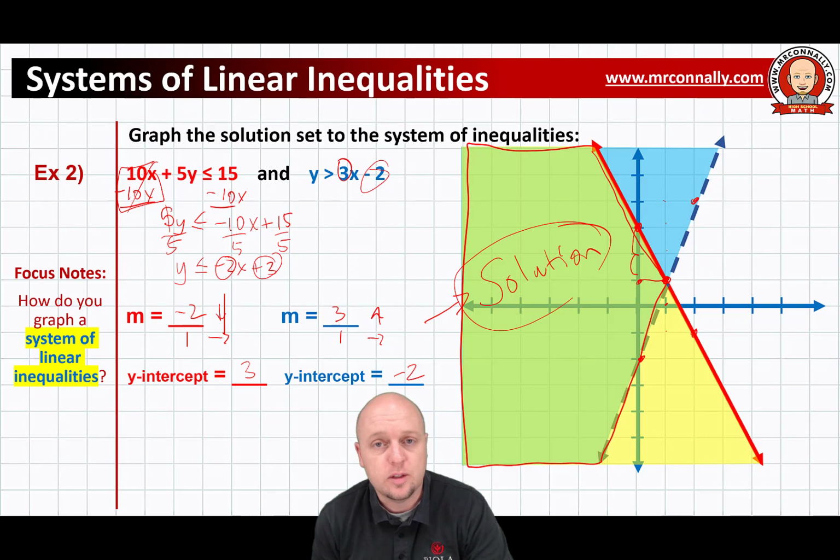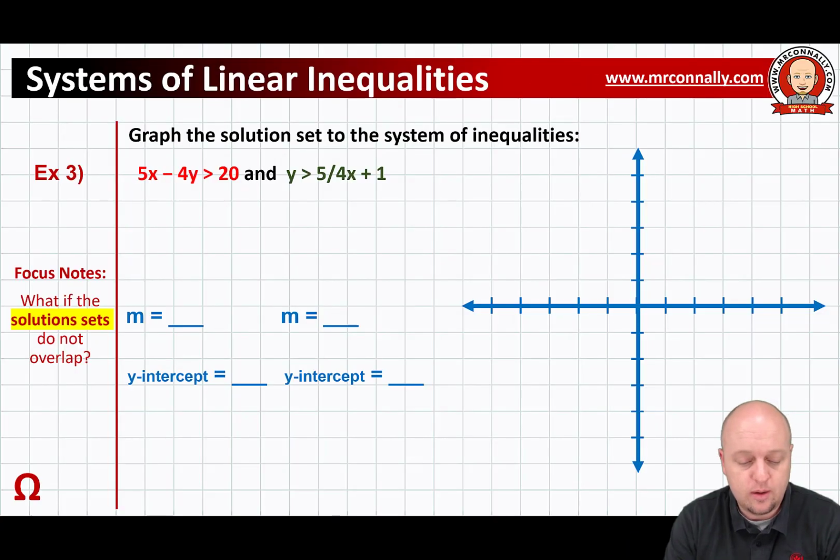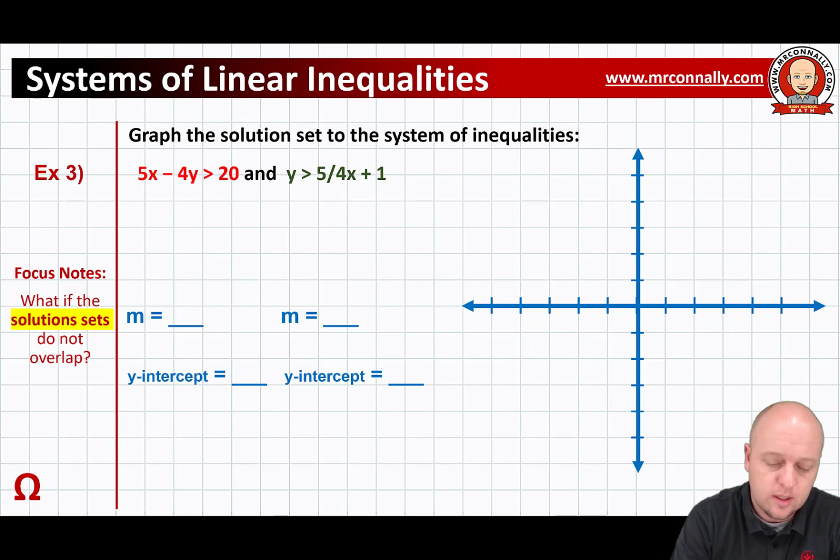Now let's look at a different situation. Okay, now in this one, what if the solution sets do not overlap? Okay, well, let's see what that means. Let's go ahead and draw our lines first, and then it'll start to make more sense. So 5x minus 4y is greater than 20.